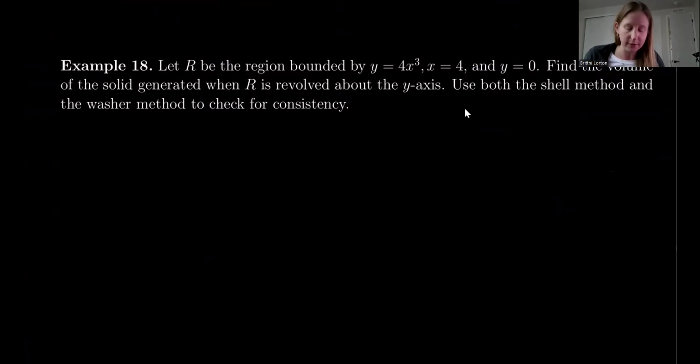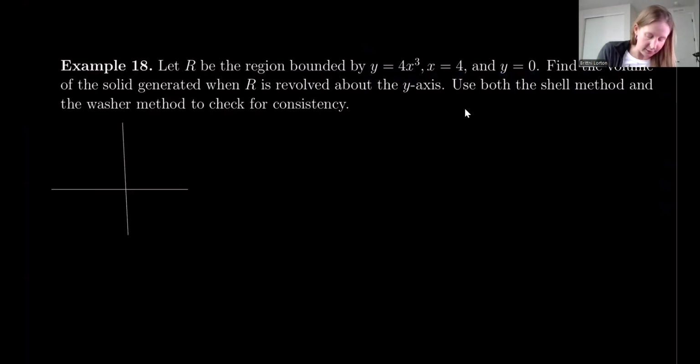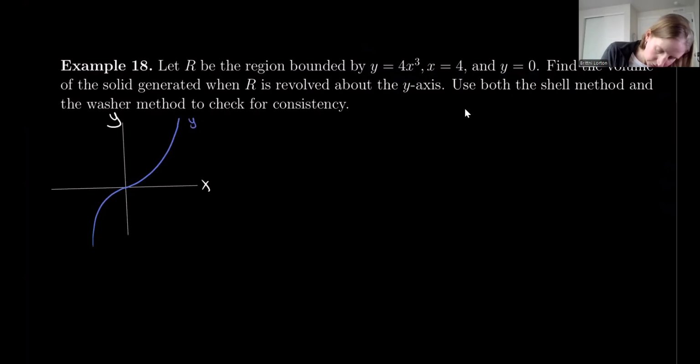So let R be the region bounded by y equals 4x cubed, x equals 4, and y equals 0. Step one is to draw the picture. When in doubt, draw the picture. It's all going to come from the picture. So I have y equals 4x cubed. Hopefully we know what that graph looks like, but of course you could use your graphing calculator if you need. There's my y equals 4x cubed.